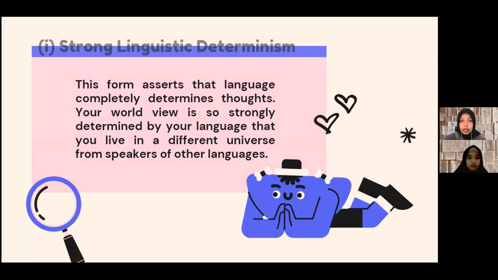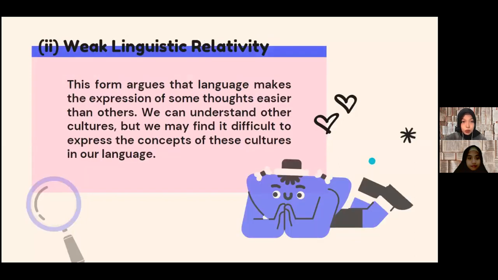And the next is weak linguistic relativity. This form argues that language makes the expression of some thoughts easier than others. We can understand other cultures, but we may find it difficult to express the concepts of these cultures in our language.